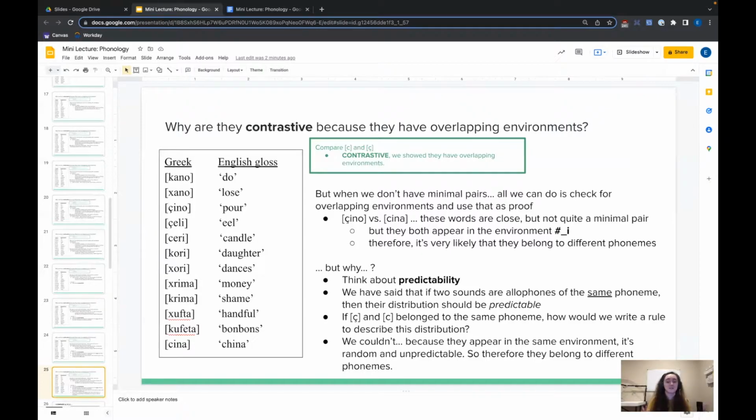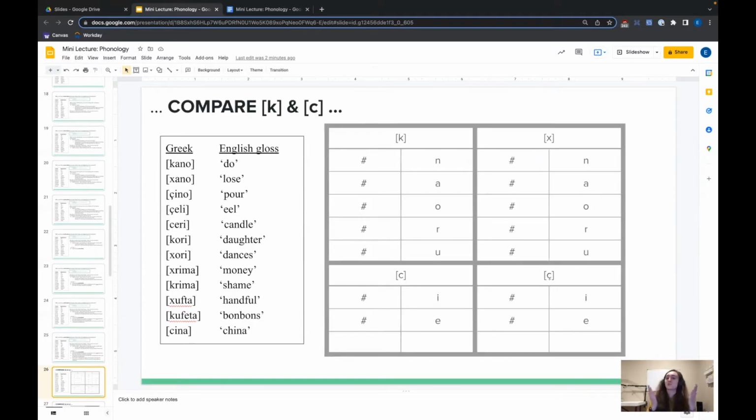It's random and unpredictable. So that's another argument as to why they belong to different phonemes, because you cannot write a rule saying in the condition of this one appears and in the other condition, this one appears. They're showing up in the exact same conditions. So that is really strong evidence telling us that these are allophones of different phonemes, even though we don't have the minimal pair evidence.